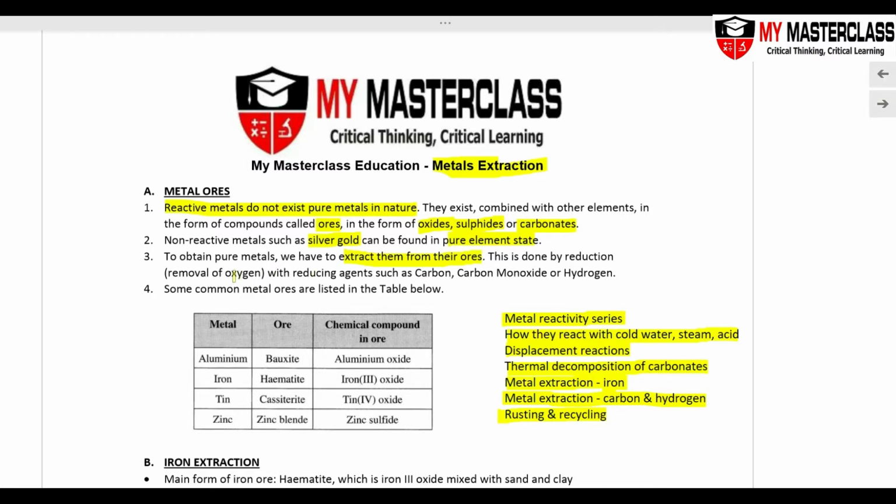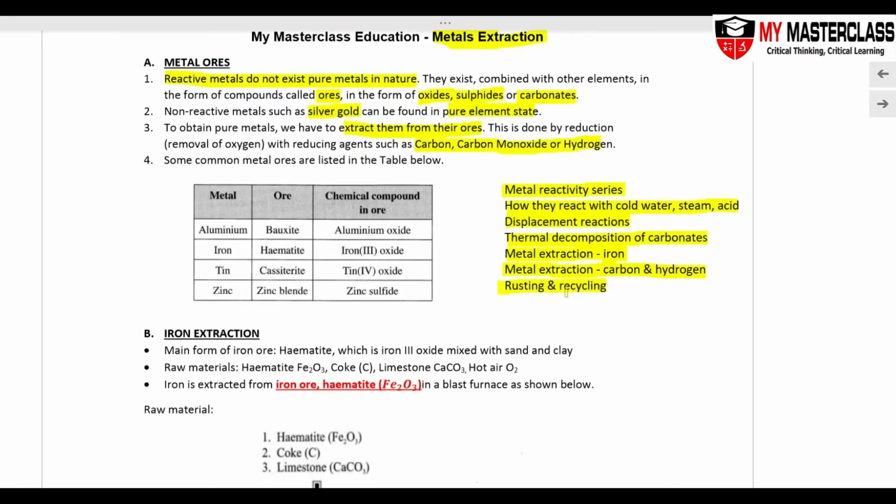And how do we remove oxygen? We use reducing agents such as carbon, carbon monoxide, or hydrogen. This table gives the common names of the metal ores that are found naturally in the surroundings. Very commonly they will test us on bauxite, which is the aluminium metal ore, as well as hematite, which is the iron metal ore. These two are just good to know.